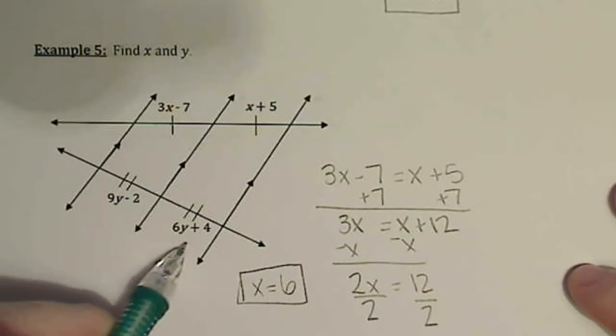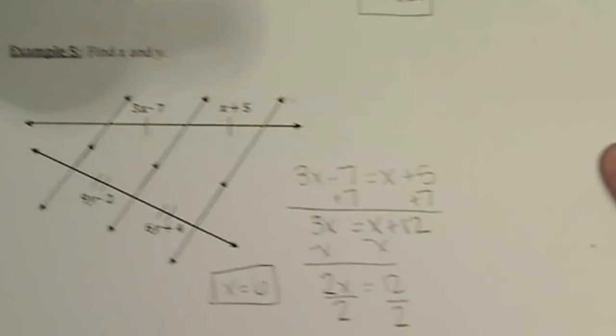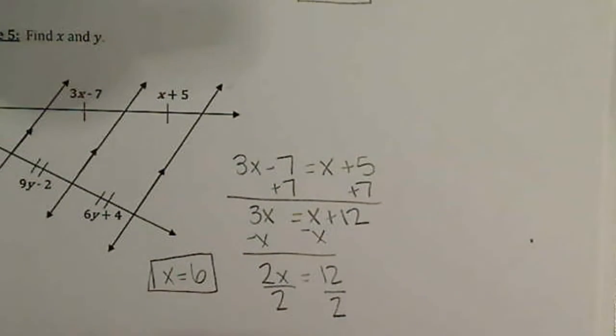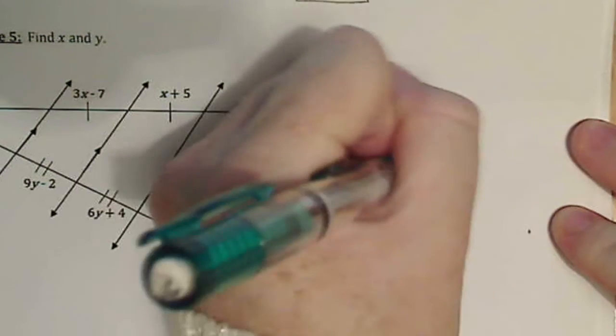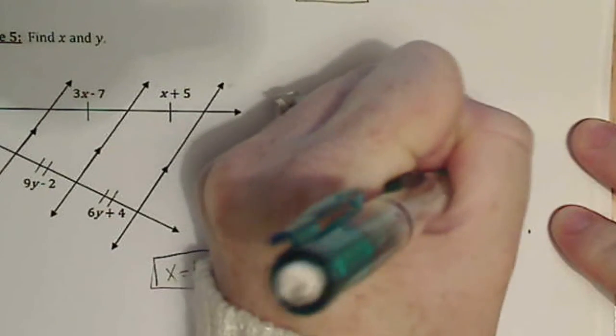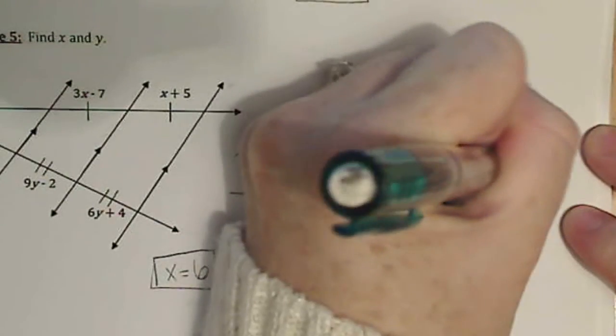Well, down here is our y's, and hey, they are also congruent to each other, so I probably want to make another set of equations congruent to each other. 9y minus 2 is equal to 6y plus 4.